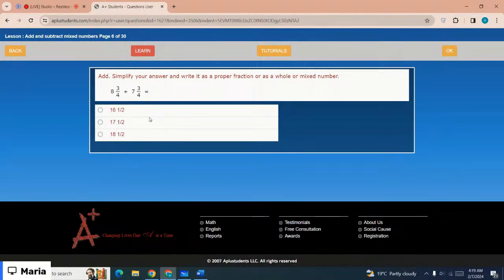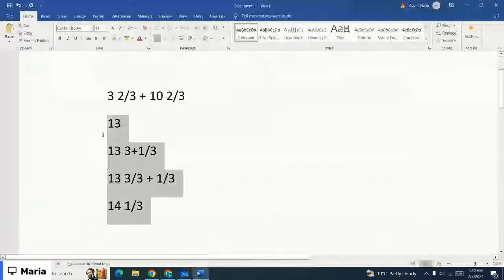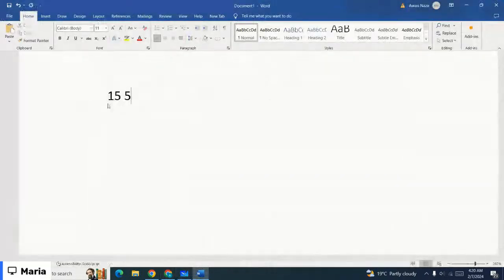For this one, you have to do exactly the same thing, right? Because when you add their whole numbers, that is 8 plus 7, 15, and 3 plus 3 makes 6. That is 15 whole 6 over 4, right? Again, numerator is greater than denominator. You cannot write this way. You need to break down the numerator again.